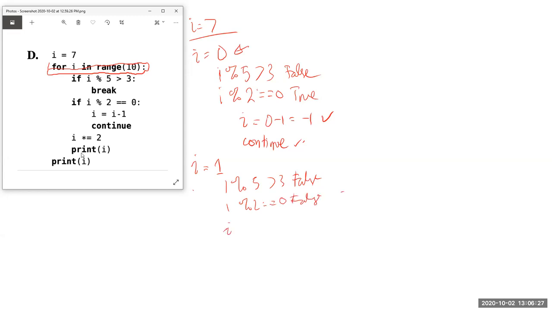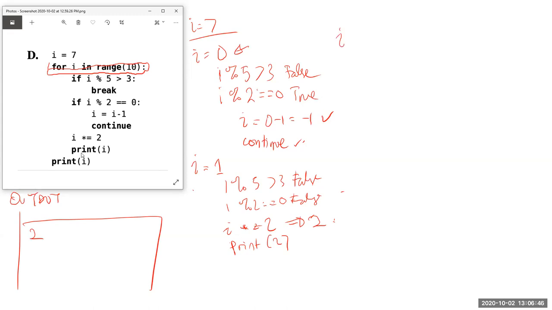Then we do I times 2, which will give us 2, and then we print 2. So if this is my output box, it will give me 2.